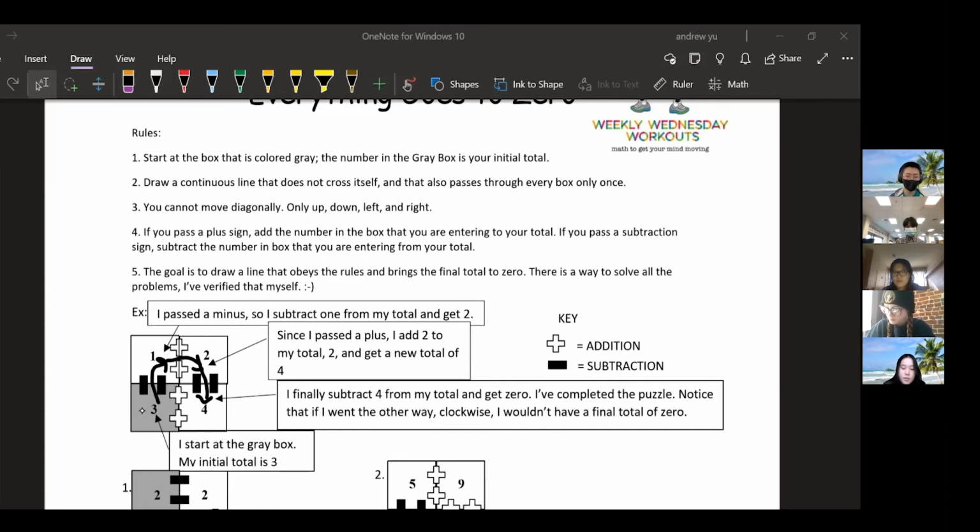In this case, we moved up, and you can see that we pass a minus sign. So we're going to subtract. 3 minus 1 is 2. Then you're going to move to the right because you can't move diagonally and you can't move to a box that you just went through. Here we pass a plus sign. So 2 plus 2 is 4. Then you move down and there's a minus sign. So you're going to subtract. 4 minus 4 is 0. And that's basically what we're going to be doing in this worksheet.